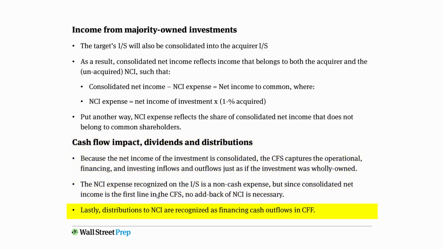The next item that does appear on the cash flow statement explicitly, though, are dividends/distributions. I use the terms interchangeably, to non-controlling interests. So distributions, or let's say dividends to non-controlling interests, are recognized as financing cash outflows in the cash from financing section, usually right next to distributions to common shareholders, which are common dividends.